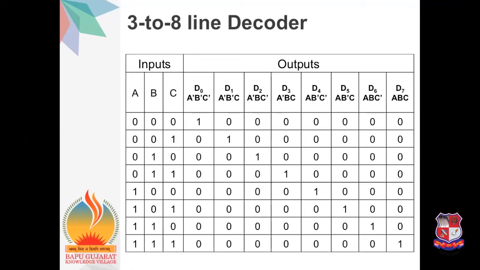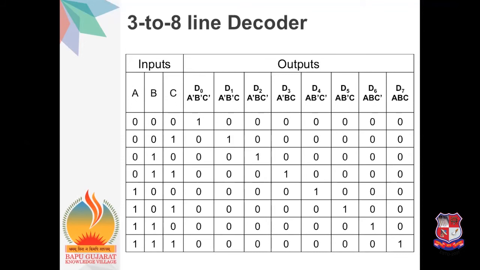For 3 input variables, there are 8 possible combinations. Based on the value of each combination, a separate output is activated. In the first case, A, B, C are all low. At that time the D0 output is activated. Whenever the input is 001, the decimal value of 001 is 1. At that time D1 is activated.